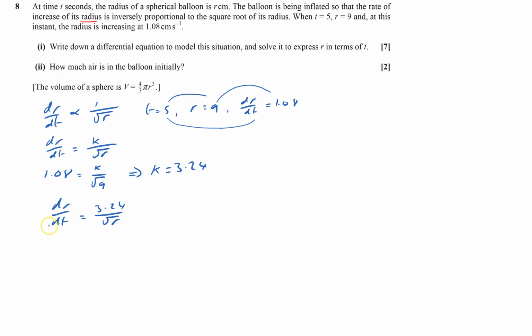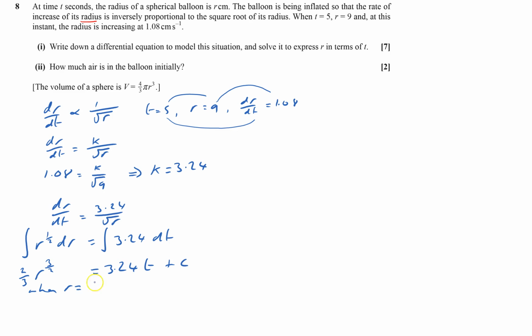Separate the variables, so I'm going to times both sides by root r, but I'm going to write it down as r to the half, and that'll be dr, and that's going to equal 3.24, and dt will come up here. Then put in the integral signs. Integrate r to the half, so we increase the power by 1 because we're integrating, so that's going to be 3 over 2. If I differentiate this, I'll get 3 over 2 r to the half, so I obviously need 2/3 to counteract the 3 over 2. And that equals 3.24 t. Don't forget the plus c, and we need to find out what the c is.